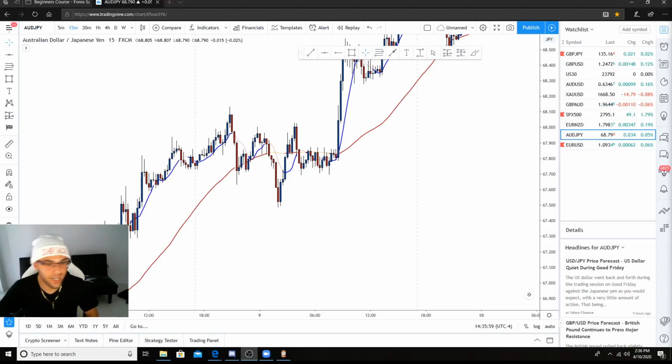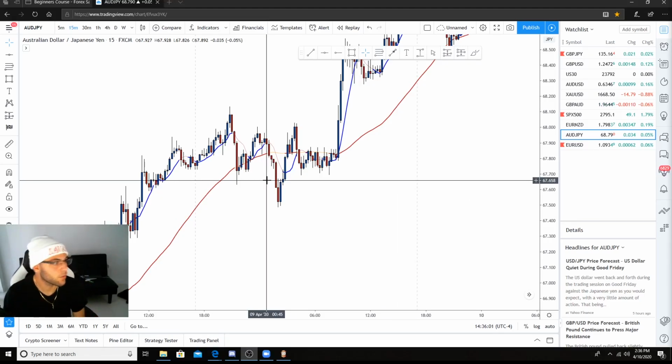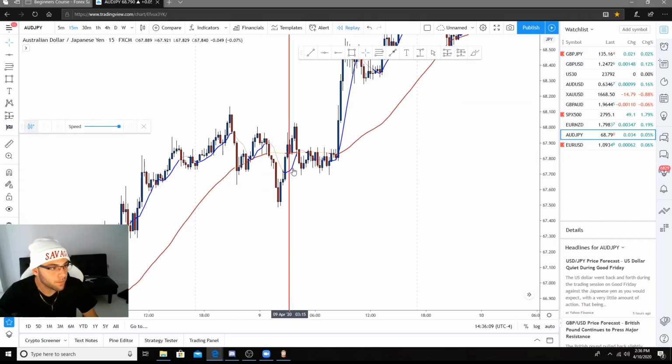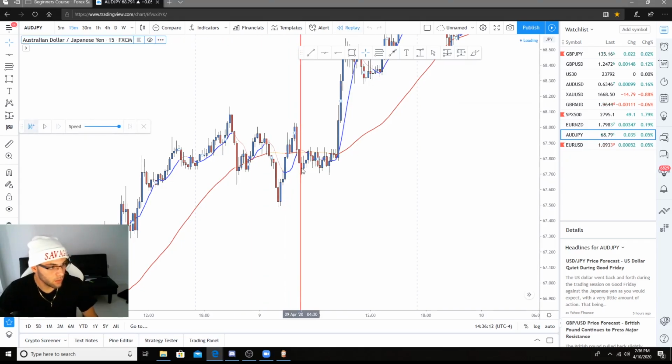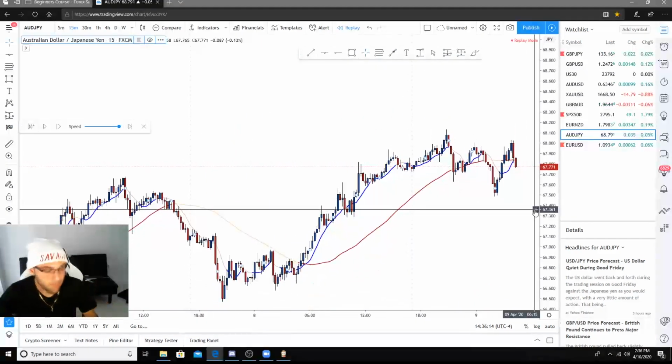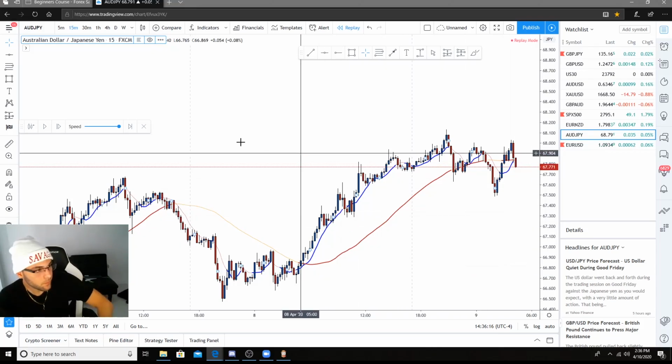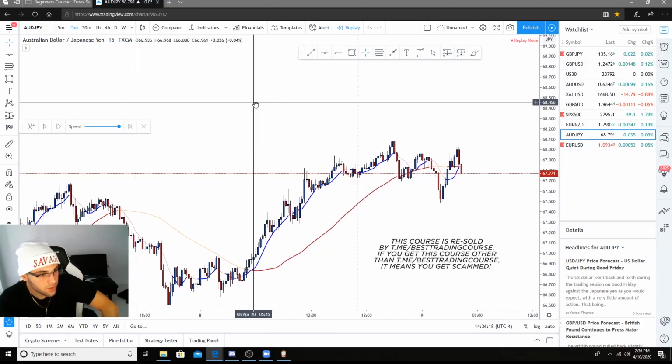Alrighty guys, so in this section, called confluences, I want to show you what trades actually look like when you use multiple confluences. I want to go back over here. This was a trade that me and a bunch of friends actually took. I'm going to put the replay bar so you can see.